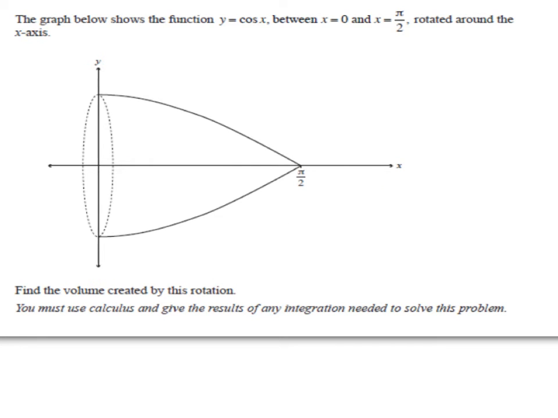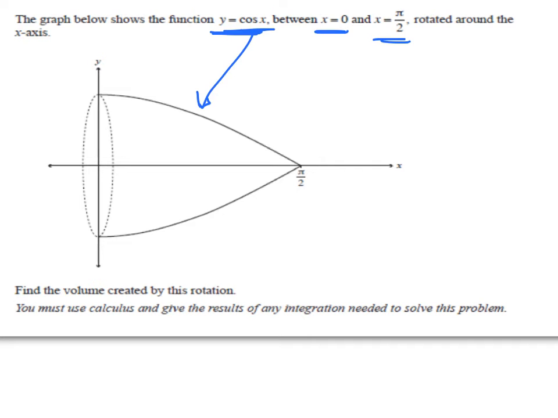So now we're given a specific function and we're going to do this to it. So this function is y equals cos of x, and we are going to rotate that function around the x-axis between these two values. So we have to find the volume created by this rotation.